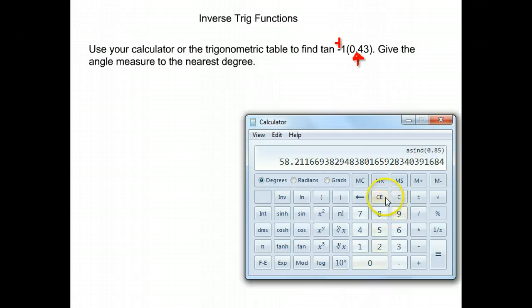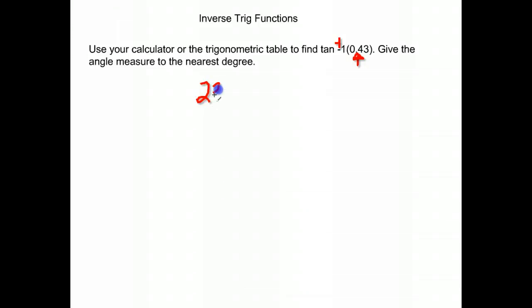I pull up my calculator. Again, I put my number in first, so 0.43. Then I'm doing inverse tangent, so I push inverse and then tangent. So where's my tangent? There it is, the inverse tangent right there. And it gives me my number. It wanted us to the nearest degree, so I cut off right here, and it would just stay at 23.